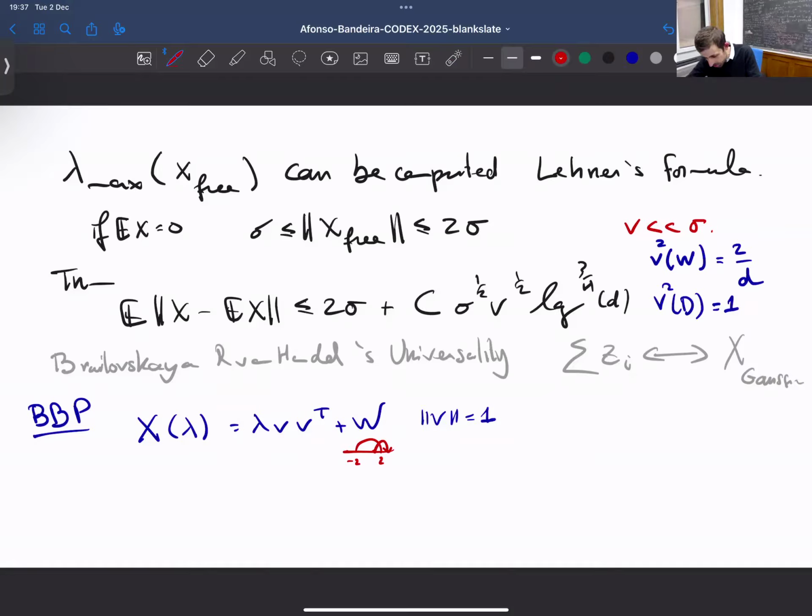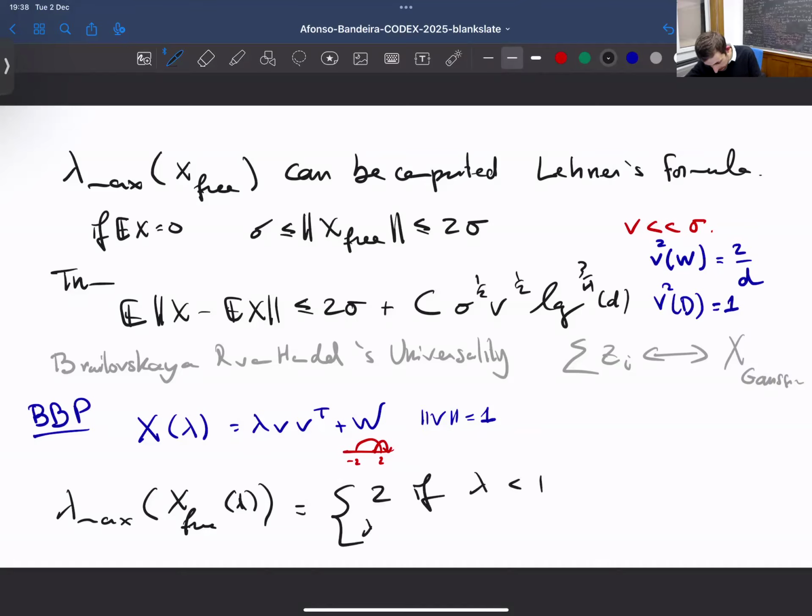So if you compute using Lerner's formula, lambda max of the free analog of lambda of x free of x lambda, you do see that this is 2 if lambda is smaller than 1, and it's lambda plus 1 over lambda if lambda is bigger than 1. And the spectrum looks, in this case, like this, and then there's a little ball here, because it's an infinite dimensional object, it no longer has just one eigenvalue.